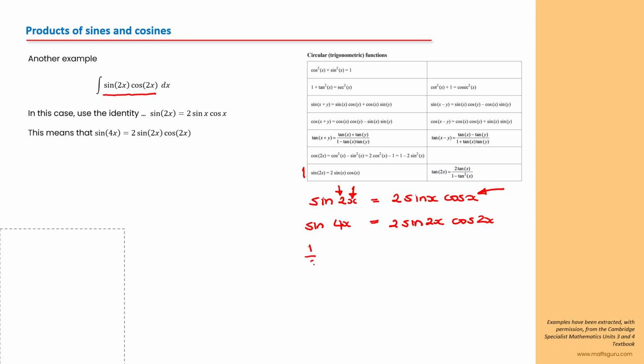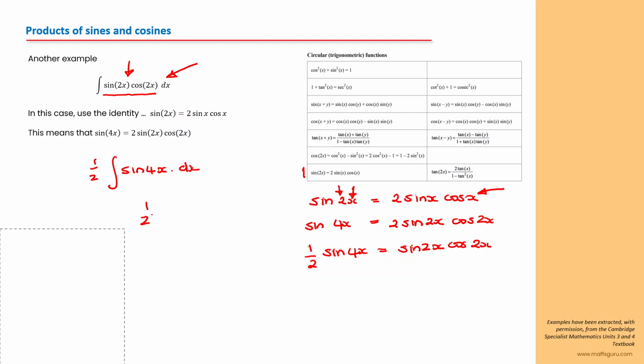So if I now have a half sine 4x, it becomes sine 2x cos 2x, sorry. I can now replace this and make it the integral of, move the half outside, the sine of 4x dx. I've turned something that looks disgusting into something a lot easier. Again, substituting here is not going to make any sense. It's not going to help us at all.